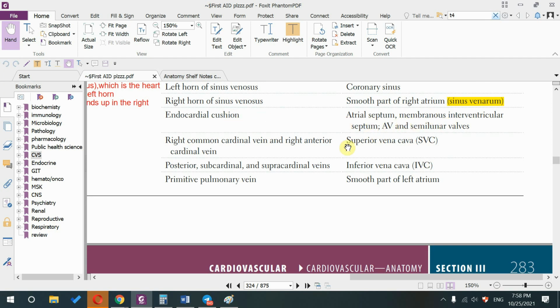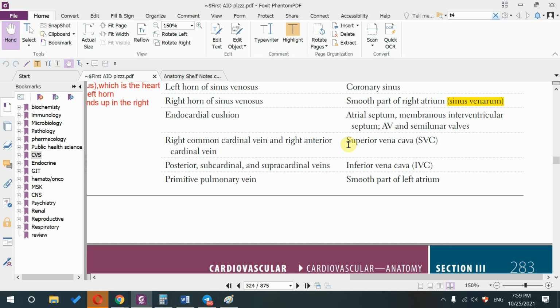Endocardial cushion gives the atrial septum. Remember, they connected with the septum primum. They also gave a portion, the membranous portion, not the muscular, membranous portion of the interventricular septum. They also gave you all of your heart valves, both the AV valves and the semilunar valves. Keep in mind that the AV valves are the mitral and the tricuspid, semilunar are the aortic and the pulmonic.